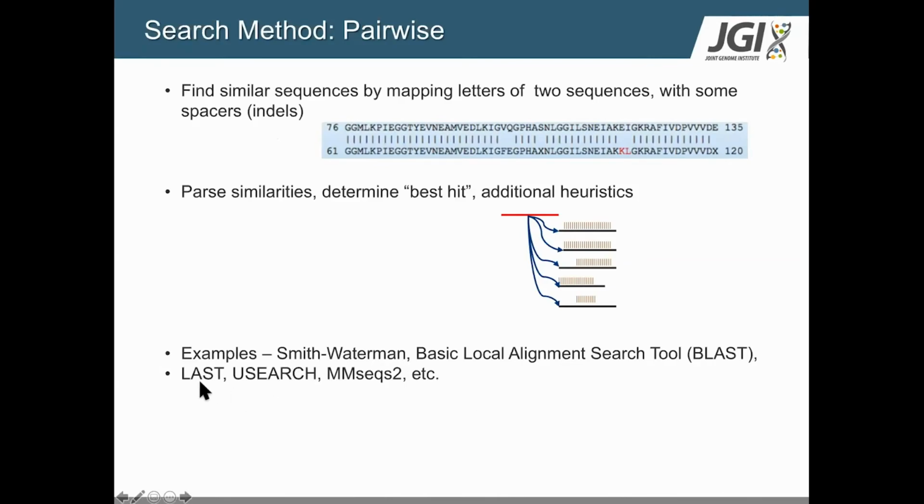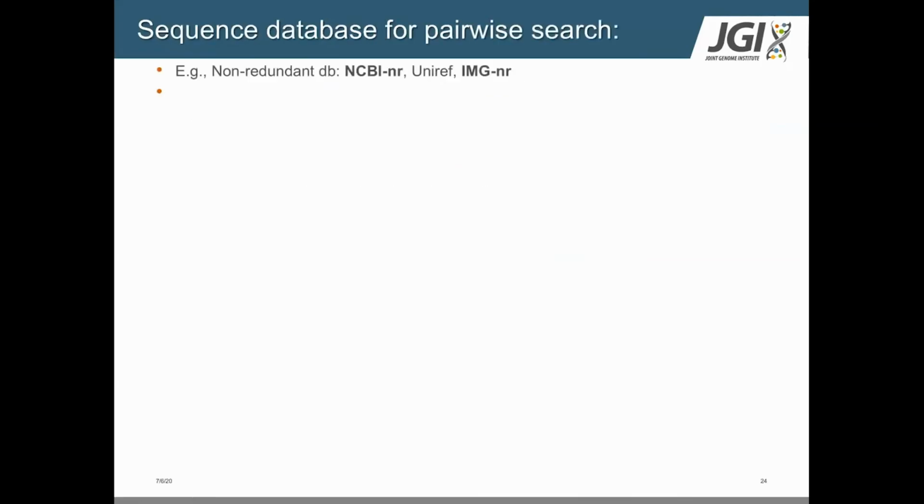But there are many other tools that are being developed. As the size of databases grow, there's always a trade-off between sensitivity and speed. And so some of these other tools that you may or may not have heard of try to solve that problem. And databases that you do pairwise searches against are obviously NCBI NR. I'm sure everybody's been there at one point to run a BLAST job against their NR database.